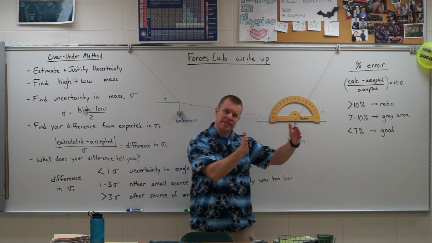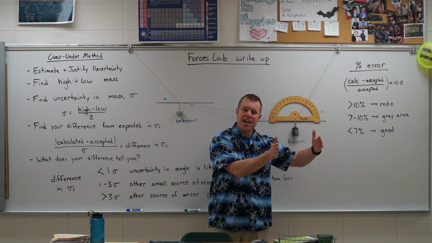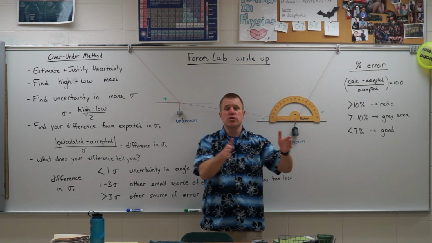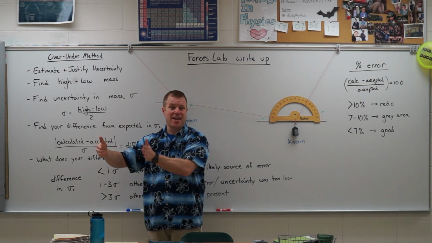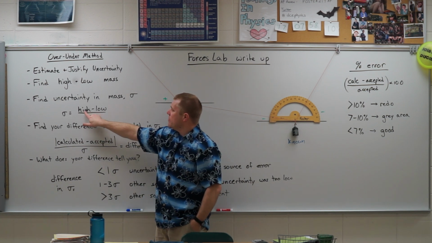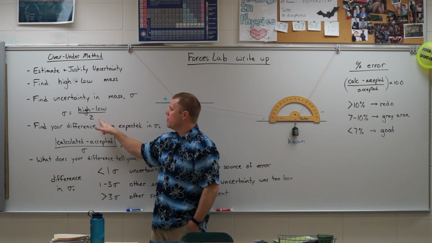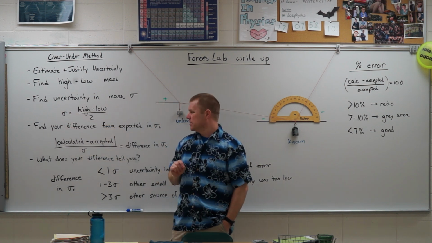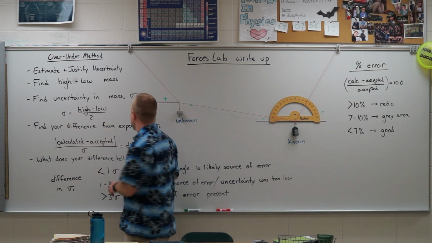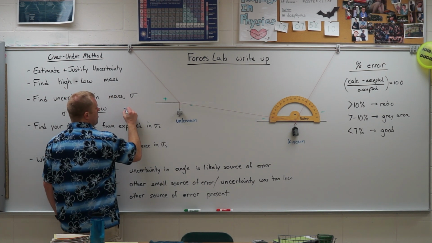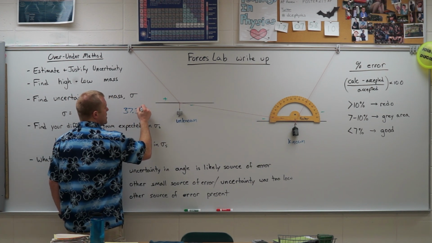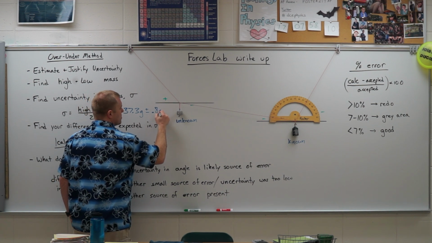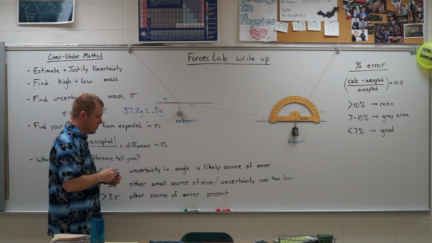So what we're doing is translating from our uncertainty in our angle that we estimated and justified, 1 degree in my example here, to an uncertainty in my mass that I calculated. All right, so to do that, we take our high mass, subtract our low mass, and divide by 2. This gives us our uncertainty in our mass, sigma. Okay? And so I could write that as, maybe it was 37.3 grams plus or minus 0.8 grams. Okay, something along those lines.